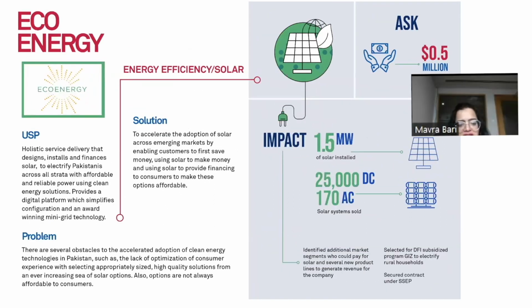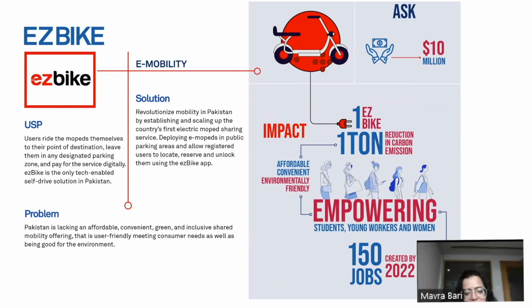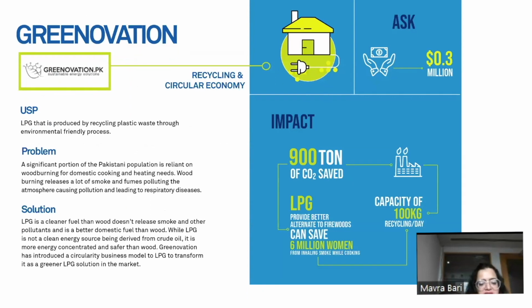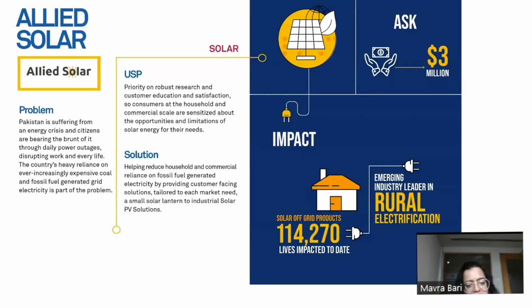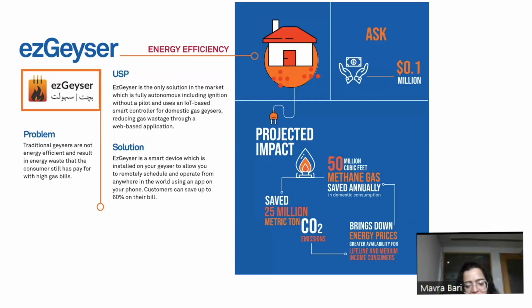Then Eco Energy is a solar company. So this is the impact it has. Then Easy Bike, you might have seen them around Islamabad. Again, this has different kinds of impact. It's changing the e-mobility infrastructure in Pakistan. Then we have Green Innovation, which is again circular economy. It's basically replacing LPG. Then we have Light Solar, that's another solar company. Then Mode Mobility, and they're really interesting because they have bikes that are specially made for women. Then Easy Geezer, again very interesting work that they're doing in the market.